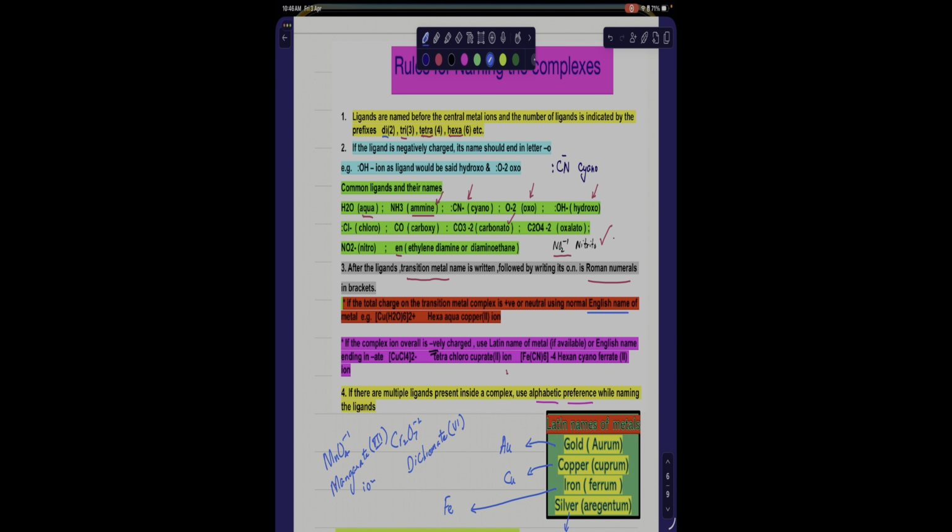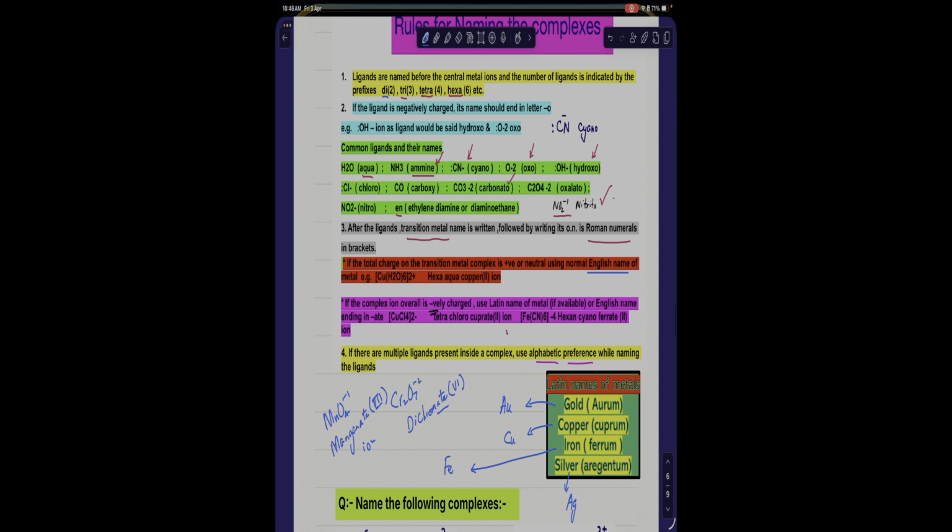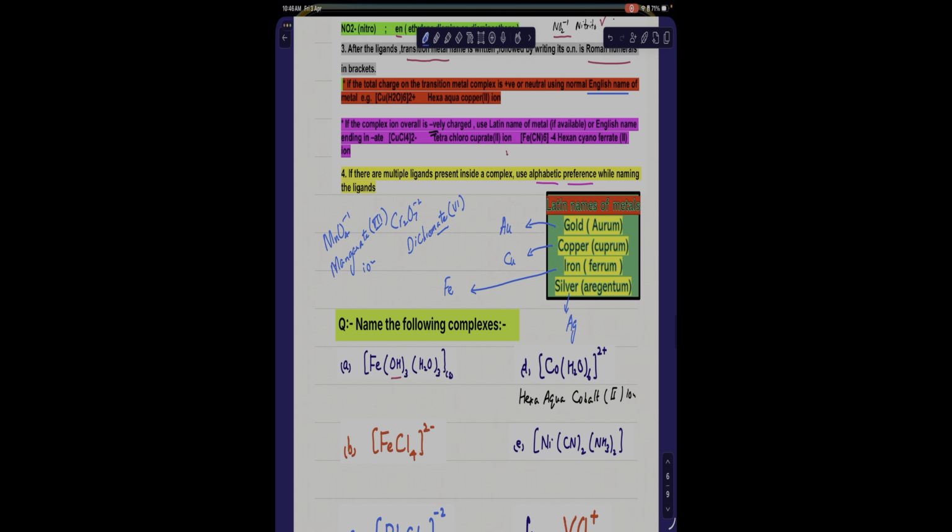So we have to just remember one thing: when the complex is having a negative charge, you have to use the Latin name if it is available. If the Latin name is not there, then the English name. But the basic thing is that the name of the metal should end in ate, okay? Like chromate, dichromate, manganate, and for iron, if it is a negatively charged complex, we have to use ferrate. Right. So now we have to apply these rules, and we will try to name a few of the complexes. I have written 6 or 7 complexes for you. Now let's go to the naming of them.